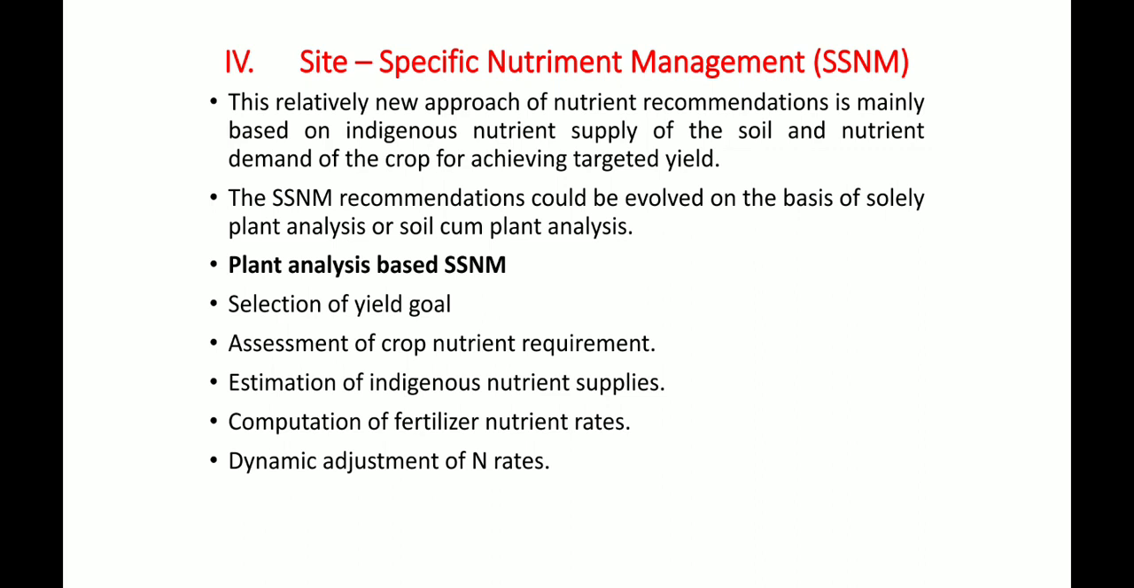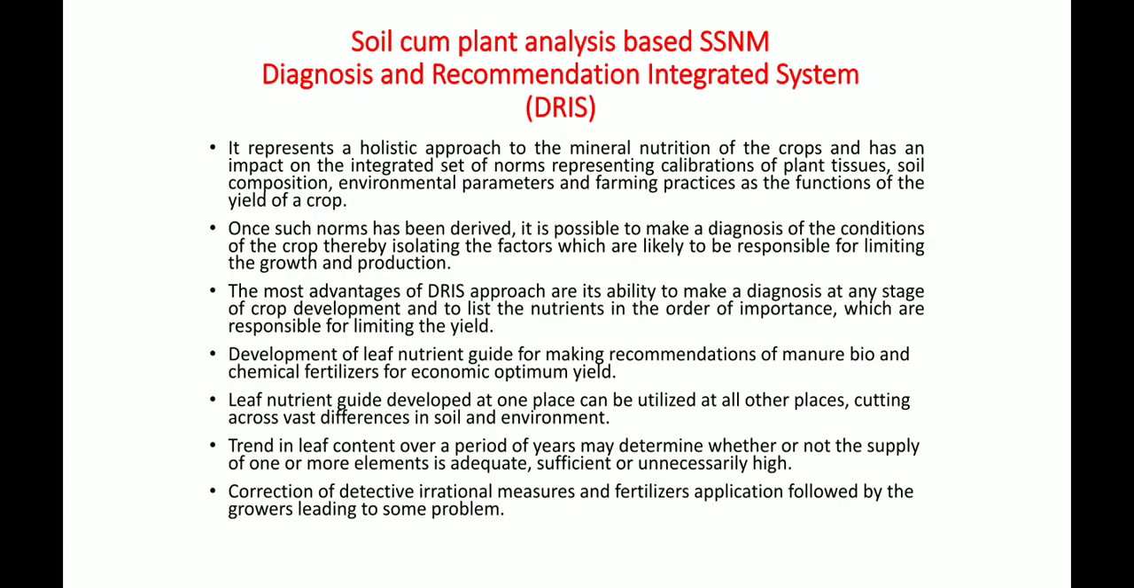In SSNM, the recommendations are based on plant analysis: selection of yield goal, assessment of crop nutrient requirement, then estimation of indigenous nutrient supply, then calculation of fertilizer nutrient rates, and then dynamic adjustment of the nitrogen rates.